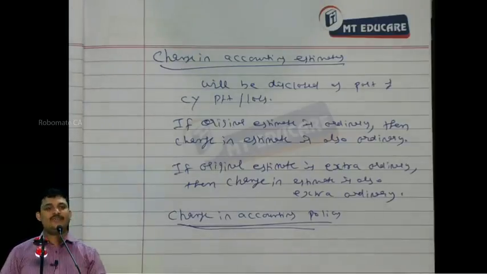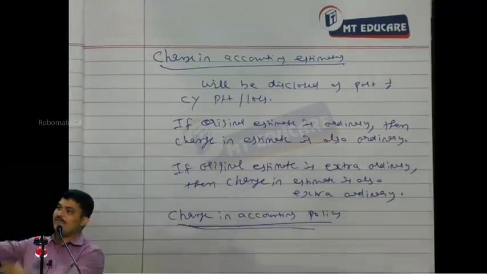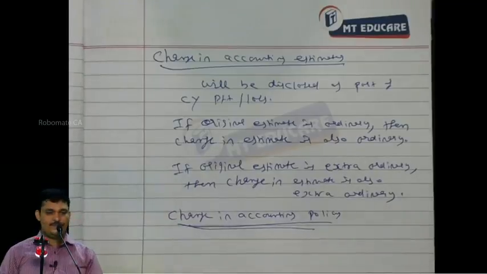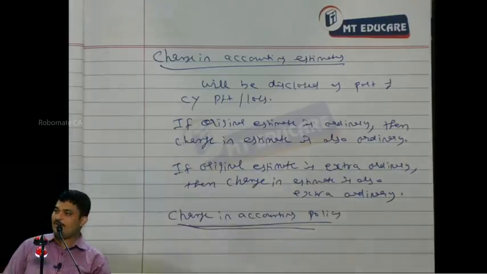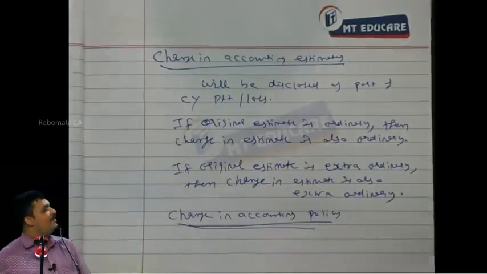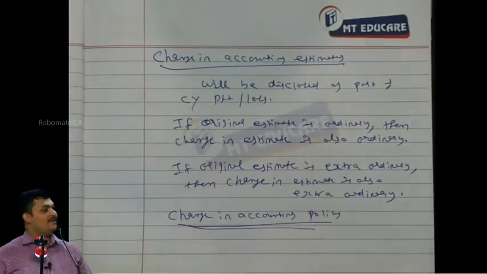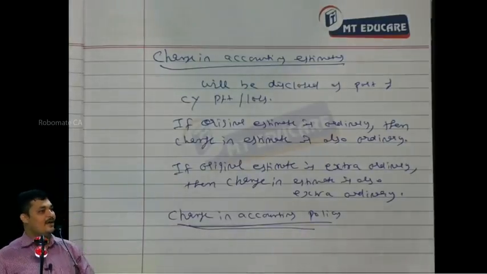Suppose there was a fire loss that happened in the current year. It was accounted in the current year with an estimated loss of 40 lakhs, but the actual loss came to 50 lakhs. Change in accounting estimate. So it's the same item coming as extraordinary, prior period, change in accounting estimate. Everybody, are you following this?